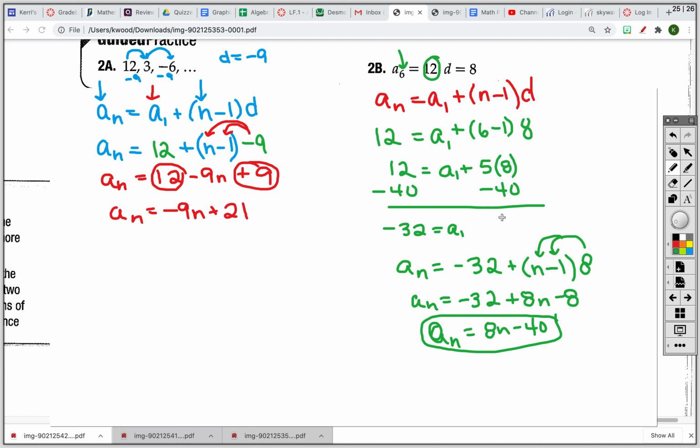So in this situation, I have to first find a of 1, the first term, because I don't have the first term here. I have the 6th term. So in order to find the equation, I need two things. In order to find the equation, I need the first term and I need the common difference. If I don't have those two, I have to do this extra step where I find it.